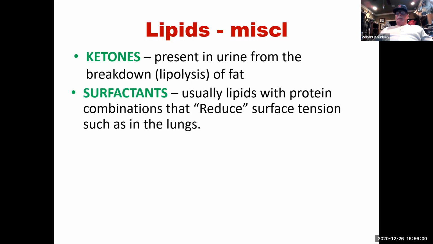Surfactants. Okay, let me explain what a surfactant is, because we're going to see it in the respiratory system. When things want to go past a membrane, they've got to be able to get through it, and that membrane is going to resist it. If you produce a surfactant, it makes it easier to go through. It lowers the energy, it lowers the surface tension.